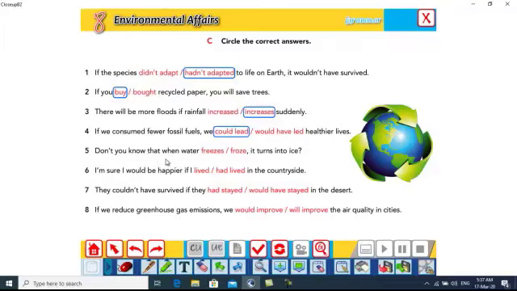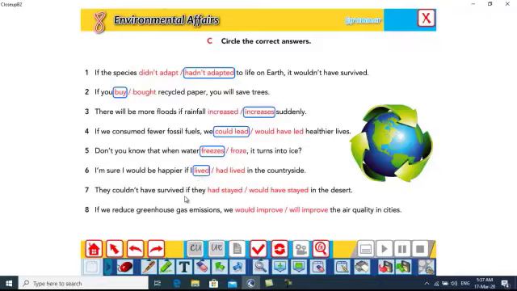Don't you know that when water freezes, it turns into ice? First of all, I want you to know we can cancel if and write when instead of if with the zero conditional. So, don't you know that when water freezes, it turns into ice? Sentence number 6: I'm sure I would be happier. I would be happier, would plus infinitive. So if here must be followed by past simple. And here the past simple, of course, lived.